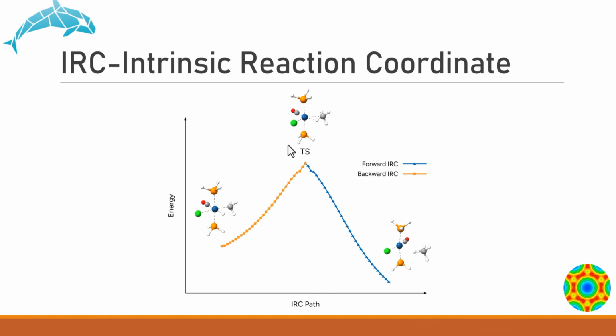If you are not getting the single negative vibrational frequency, then your TS is not correct. So then you have to get the correct transition state, do the vibrational frequency calculation, get one negative frequency, then you can perform this IRC calculation.